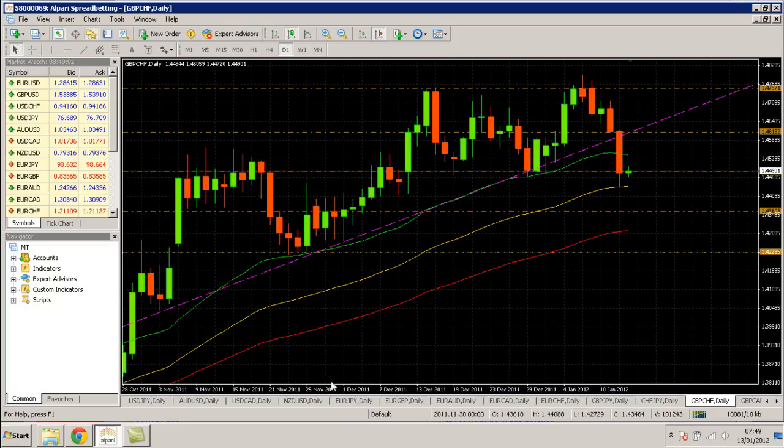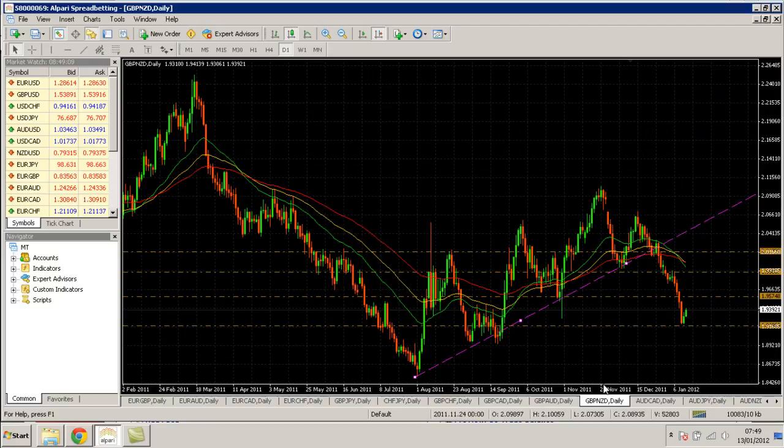Okay, next one for us is GBP NZD. So that's the British pound versus the New Zealand dollar. Again, it's bouncing up fairly nicely. It looks like it's come off there. That to me looks like some sort of head and shoulders pattern, although you'd normally find a head and shoulders at the top of an uptrend, whereas in this case it's kind of downtrending.